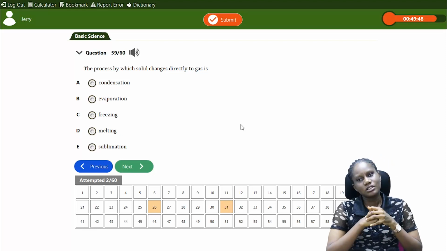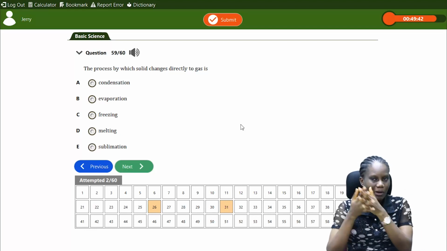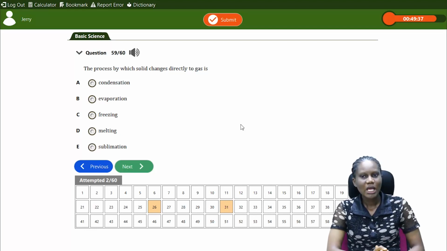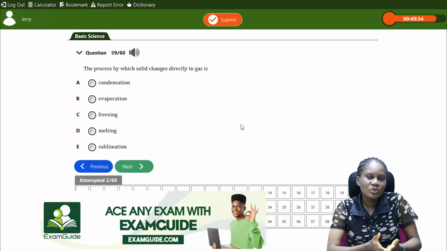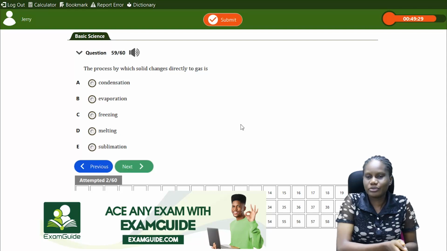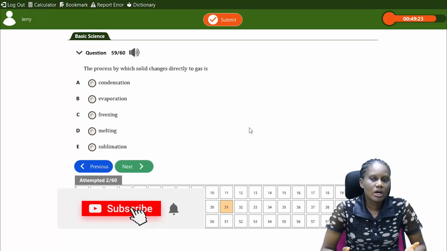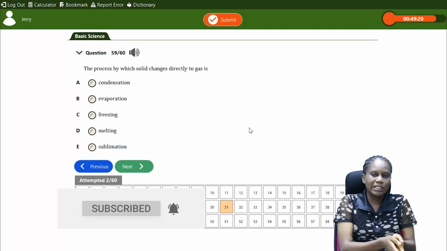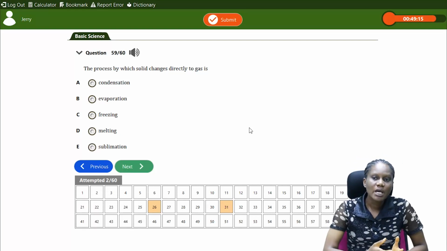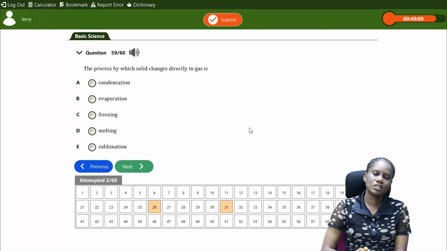We have option A, condensation. When do you have condensation? That is when you're converting from gas to liquid, so definitely it is not condensation. And B, evaporation. When do you have evaporation? When you are converting from liquid to gas through vaporization. So it's not the answer. Option C, freezing. No. When do we have freezing? When you're converting from liquid to solid. So it's not the answer. We have D, melting. When do you have melting? When you're converting from solid to liquid. So it is not option D.